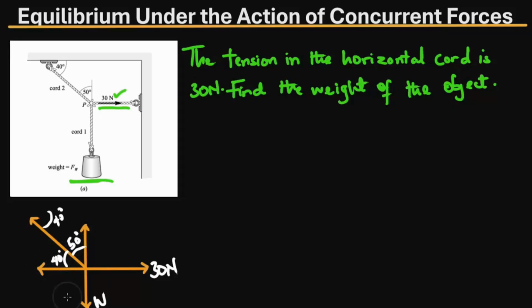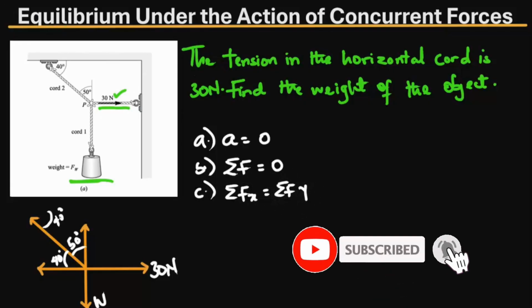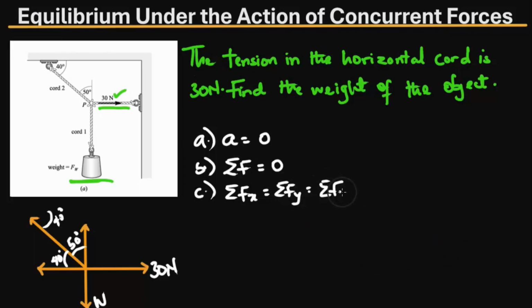Alright, so now in order to solve this problem, we have to remember our conditions of equilibrium. An object is in equilibrium under the action of concurrent forces if, one, it is not accelerating, right? Acceleration is 0. Two, the summation of all the forces acting on the body is 0. And three, the summation of forces in the x direction, the summation of forces in the y direction and the summation of forces in the z direction equate to 0.